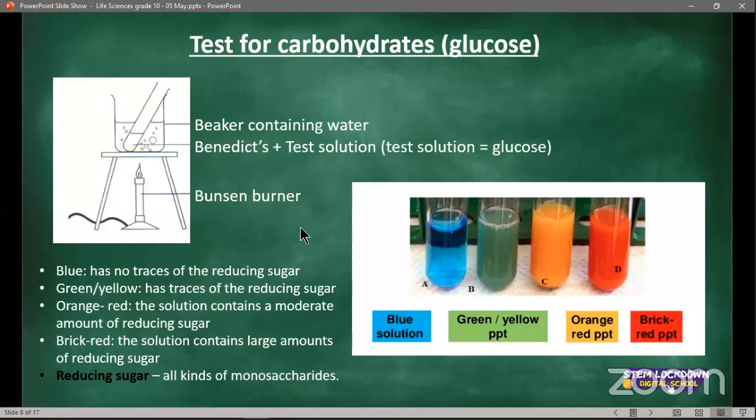Then you will see that if your test solution is glucose, yes, pardon me for that, then the solution will turn brick red. The color will be brick red. So if you have a fruit juice in there with your Benedict solution, then the color will be brick red because it means that it has glucose. And if it has a little bit of glucose, it will turn orange red.